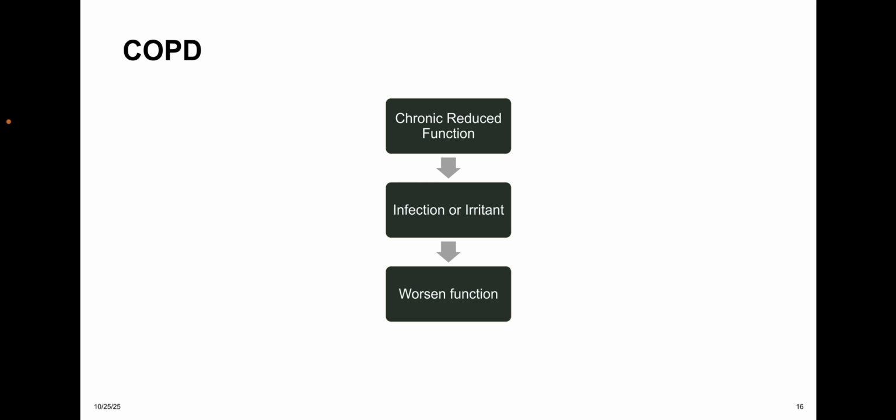And when we talk about COPD, if you remember me saying about the asthma, you started with someone who's relatively normal in function, and the salbutamol was getting them back to their normal function. In COPD, you've got somebody with chronic reduced function, and then due to either an infection or an irritant, their function gets worse. Now, salbutamol will only temporarily improve that function while we try and treat the underlying infection or irritant.